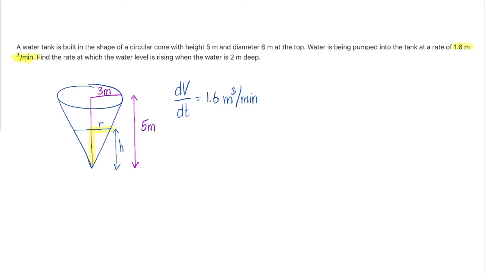And we are asked to determine the rate at which the water level is rising when the water is 2 meters deep. Okay, so we want to find dh/dt when the water is 2 meters high. So h equals 2 meters.